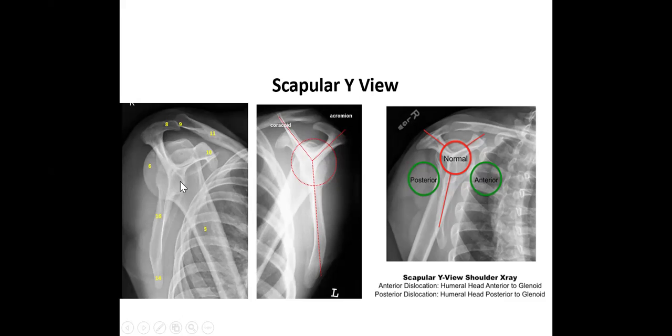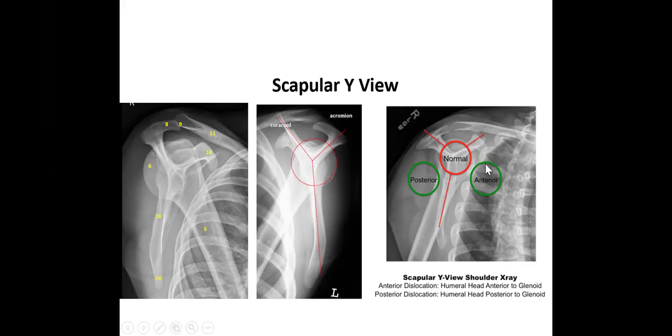So in a normal shoulder, the humeral head will be at the junction of these three lines, the two oblique lines and one vertical line. The circle is exactly the normal position of the humeral head, just like we can see here. This is the humeral head, and this is the junction of the two oblique and one vertical line.